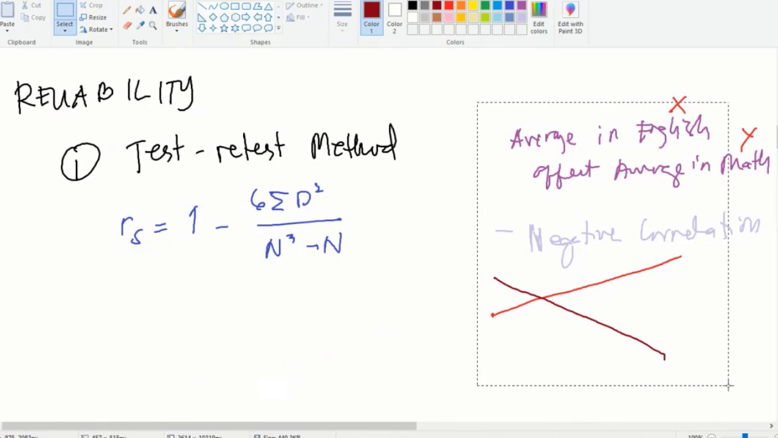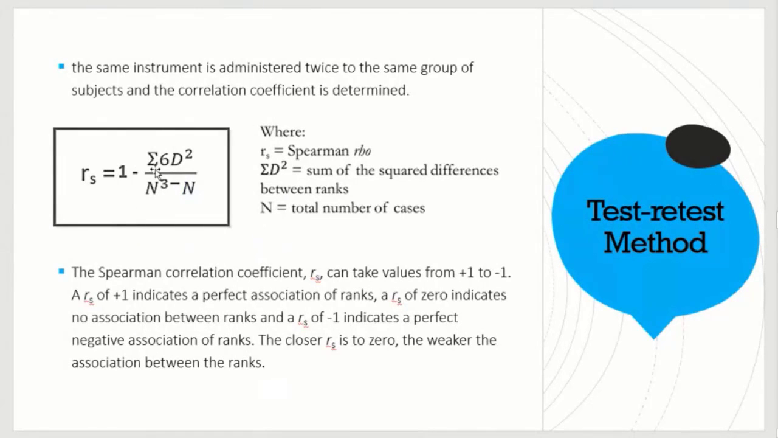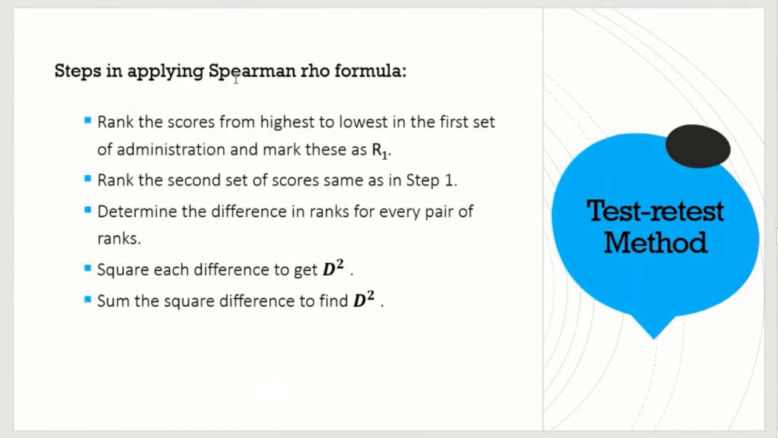So, anyway, you don't have to exactly memorize the formula, pero just familiarize yourself with the formula. So, steps in applying the Spearman formula. First, rank the scores from highest to lowest in the first set of administration and mark this as rank 1, or pag-rank mo sa unang time. Rank the second set of scores same as in step 1. Determine the difference in ranks for every pair of ranks and then square each difference to get d squared. Then sum the squared differences to find the sum of d squared.